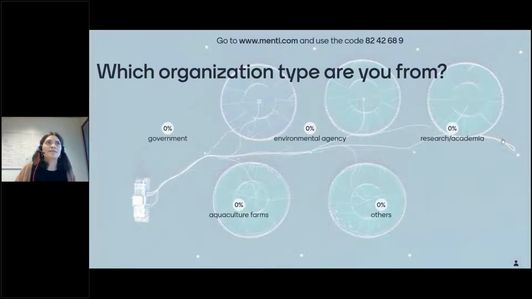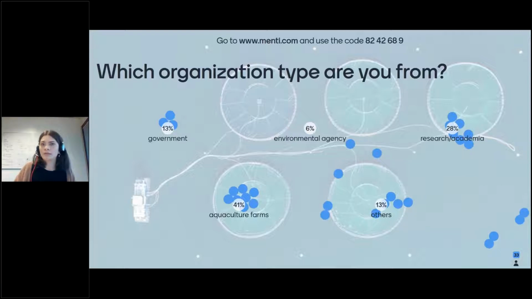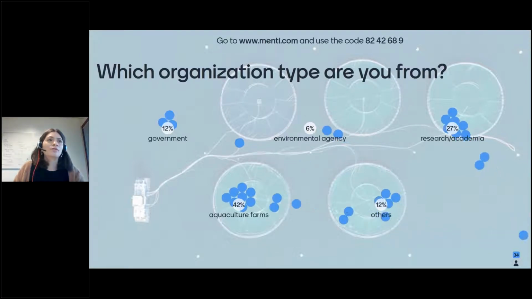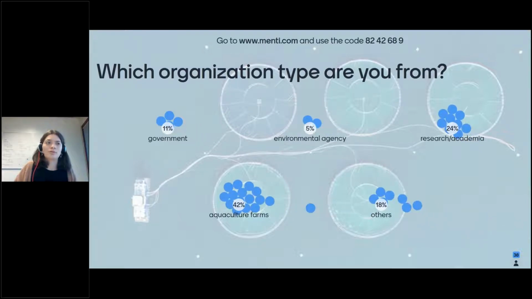We would like to know which organization type you are from? I see that some people are answering in the Q&A box in GoToWebinar. You can use your phone to connect to Mentimeter, but you can also use your web browser. You don't need to download anything, so it would be convenient for us if you can also type in Mentimeter.